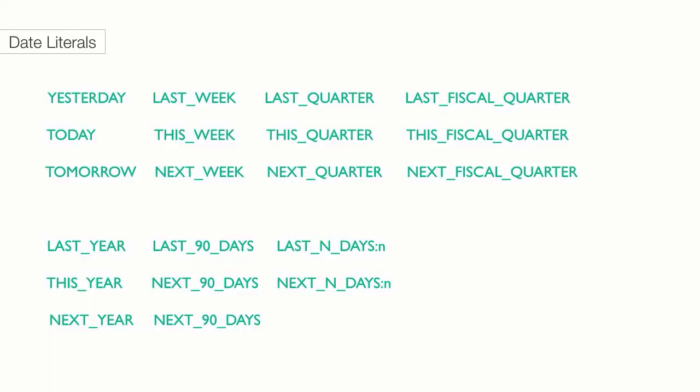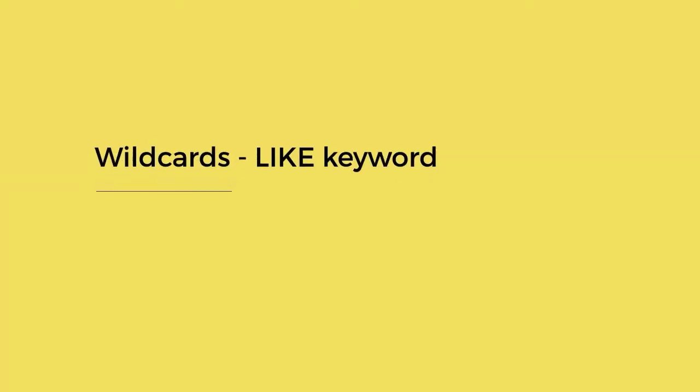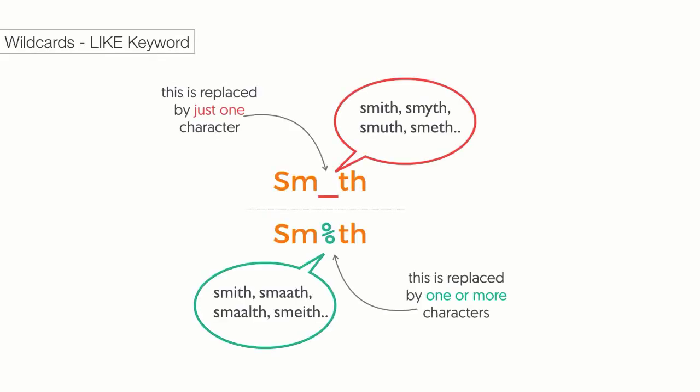I have talked about some of the options for date literals, but there are a lot more. It's quite easy to remember them based on their naming convention. Let's move on to some other cool stuff like the wildcards. Like is a very special operator because it can be used along with wildcards when we don't quite know what we are looking for in a text string.